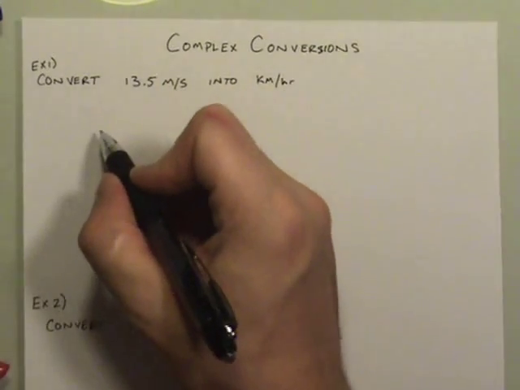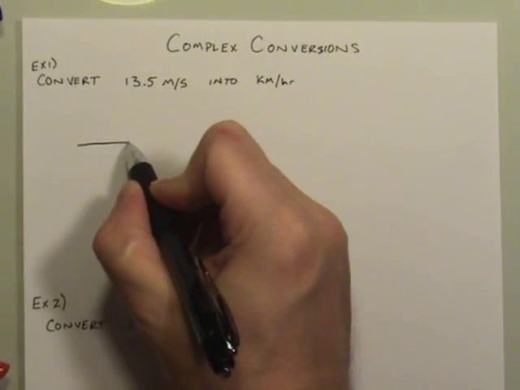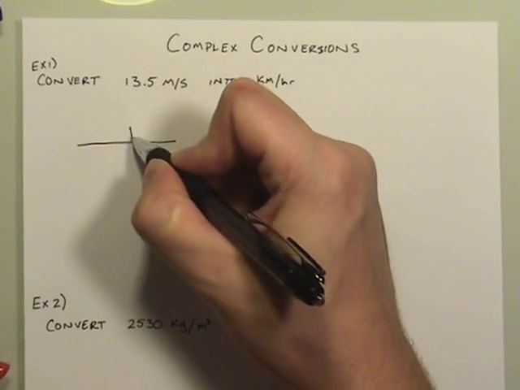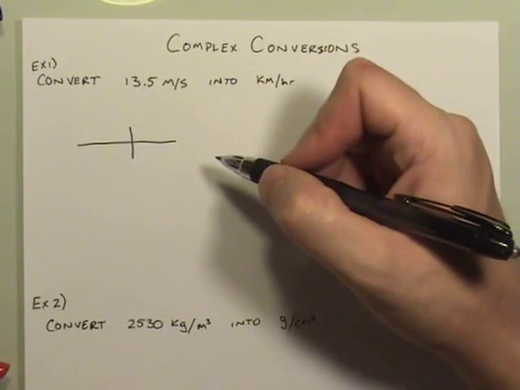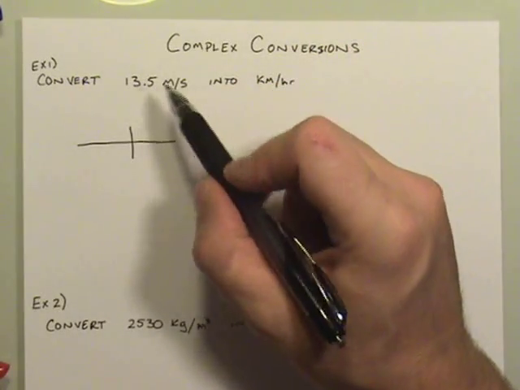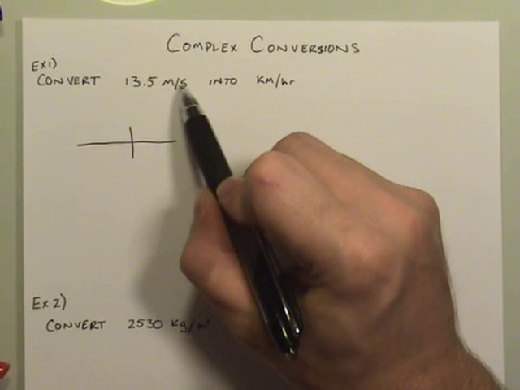So we're going to start exactly the same way as we started the last one, and that is with a single horizontal line separated by a short vertical line. The difference is that what we're going to do is separate the two units.